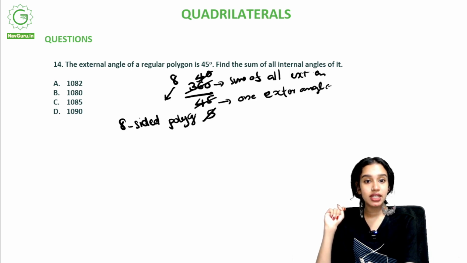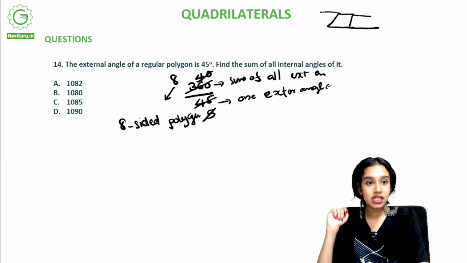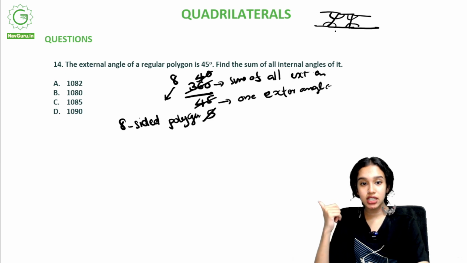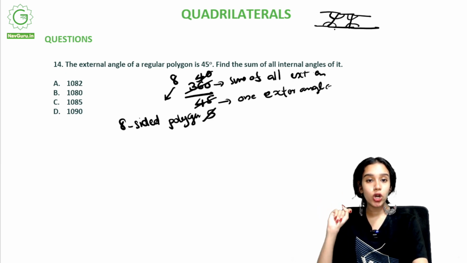Now we have to find the internal angle of it. What is the connection between internal and external angle? Say let's have some angle, right? This is the external angle. So this is the external angle and this is the internal angle. Again, external and internal. So the sum of one external angle and one interior angle is 180 degree, right?